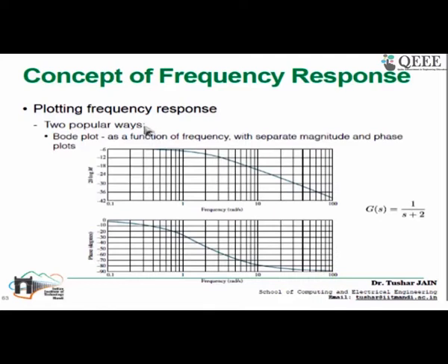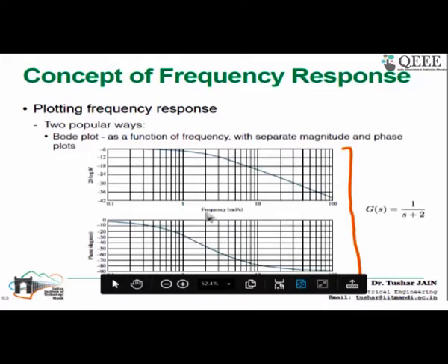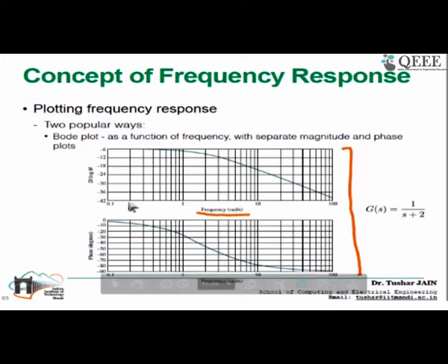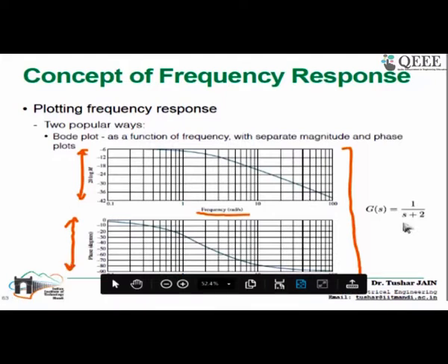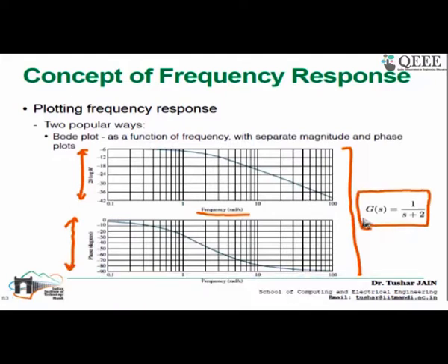One is a Bode plot, which is a function of frequency, where we separately draw the magnitude response and the phase plots. What do you see here in this Bode plot? The frequency, which is on the x-axis, is plotted on the logarithmic scale, as is the magnitude. The phase is generally in degrees. This plot is just an example for G(s) equal to 1 upon s plus 2.